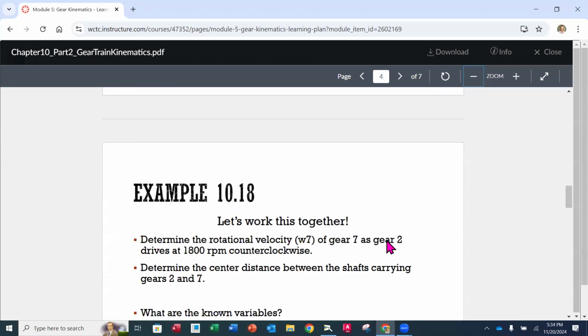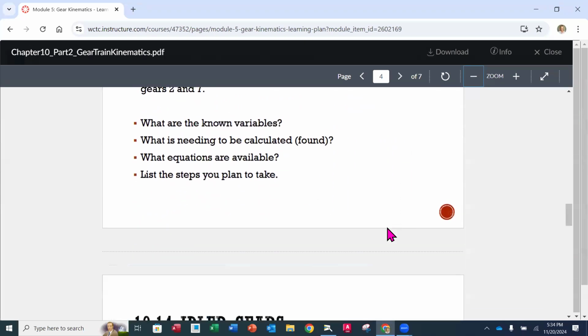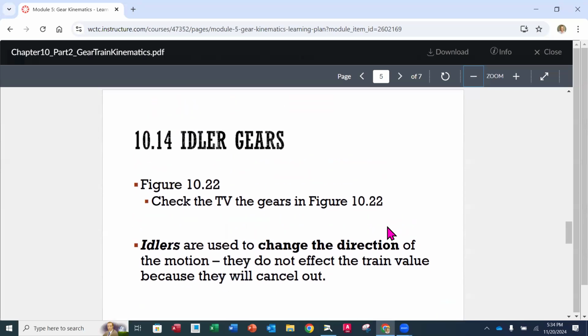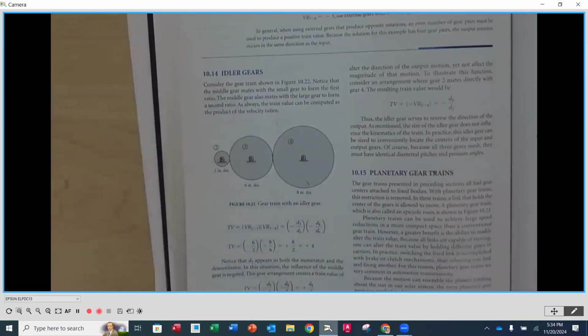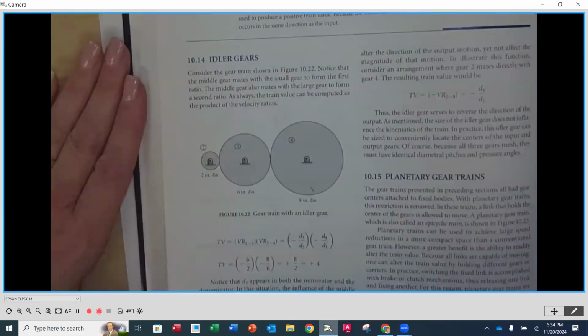We talked about train value. We did example 1018. So the next subject that we have in the next section is called idler gears. Let's look at idlers. So we're going to turn the page and look at page 290. So this section right here is 1014, idler gears.